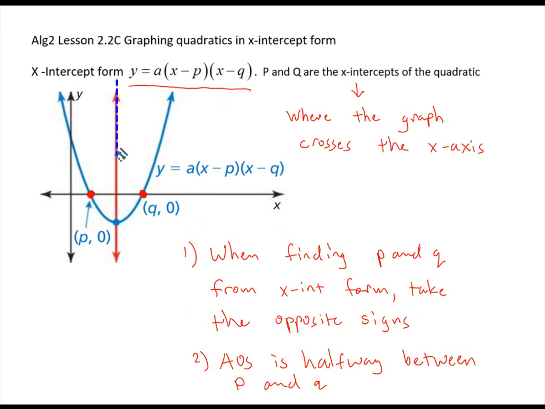And then number two, the axis of symmetry. Now you notice if I draw an axis of symmetry here, it's halfway between p and q, right? So the axis of symmetry is halfway between p and q. That's an important concept to remember for this lesson. Okay, so let's take a look at an example now.